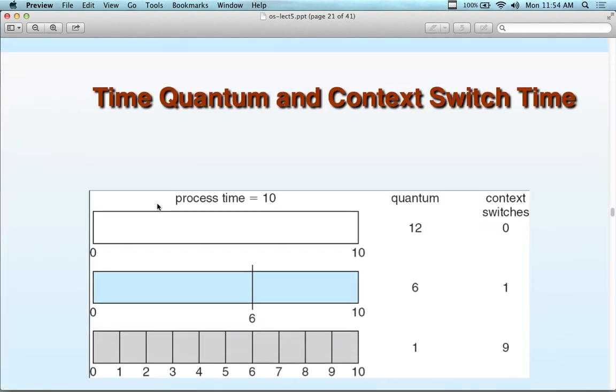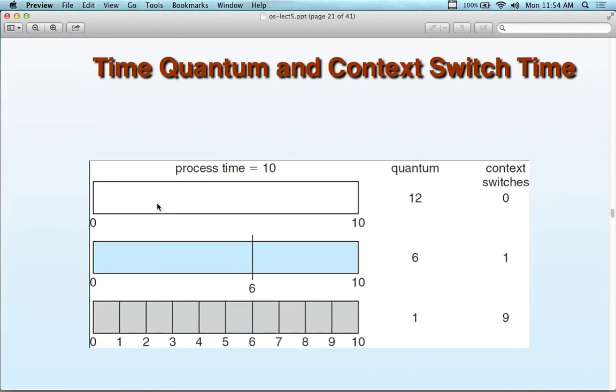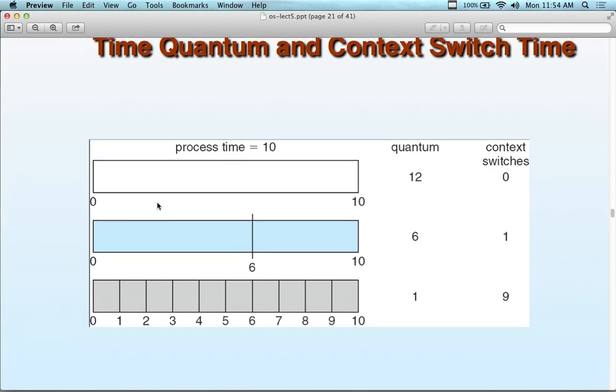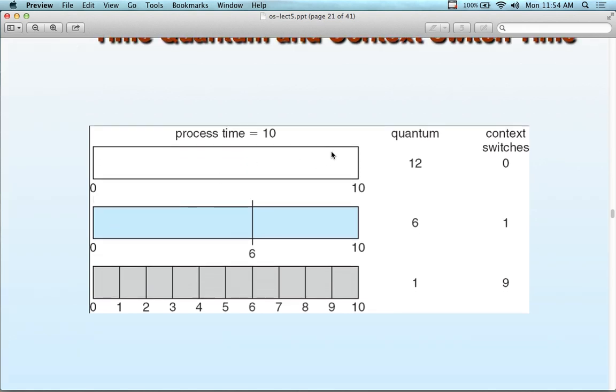So quantum time and the context switching time. The lower the quantum, the higher the context switching. So if the quantum here is 12, context switch is 0 if the process time is 10. Well, we have 2 quantums that we are wasting. So we have more idle. So this goes into your CPU utilization.